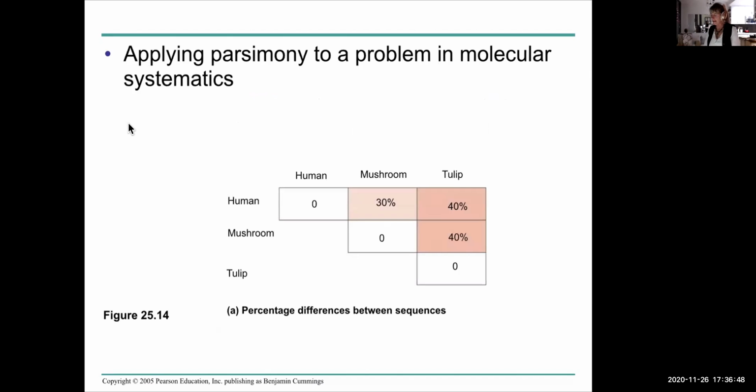So we apply parsimony to a problem. It's fairly easy in molecular systematics. It's easier when you're looking at quantitative things rather than qualitative. So we can look at the similarities between humans and humans. Well, there are no differences. Humans are like other humans. That's all there is to it. How similar are mushrooms to humans? About 30% difference. Tulips, about 40% difference. So these are the percentage differences between sequences of DNA in very particular places.